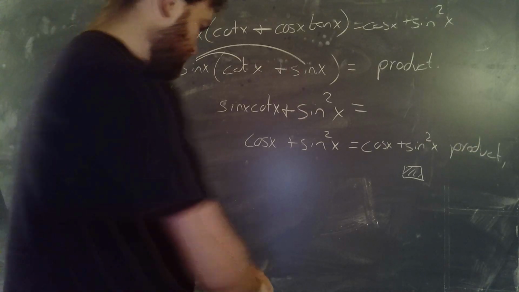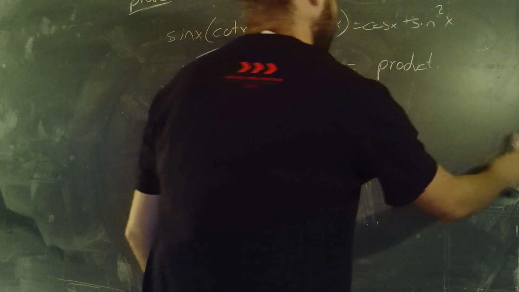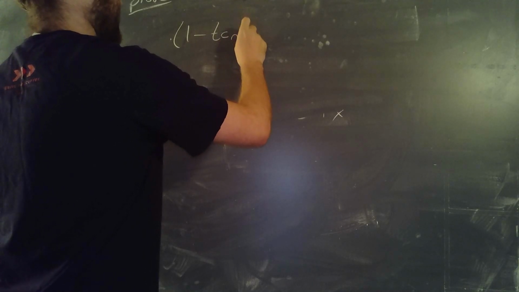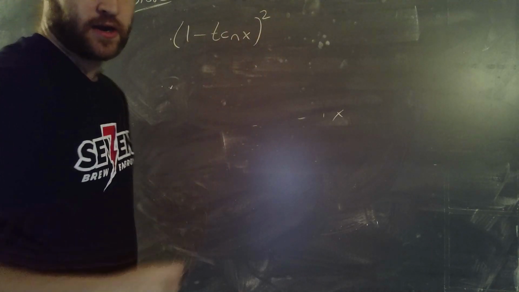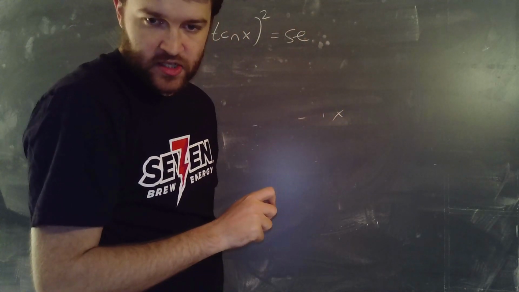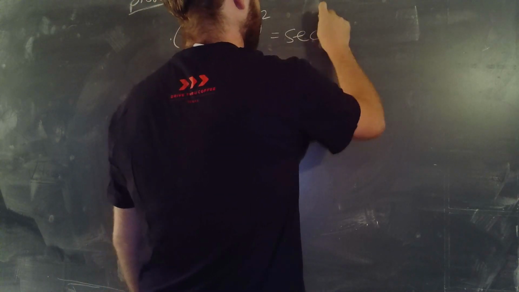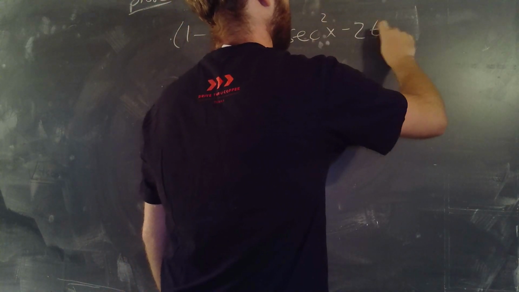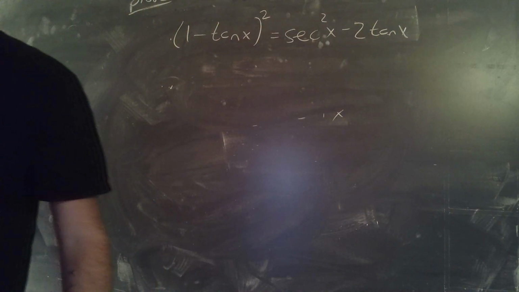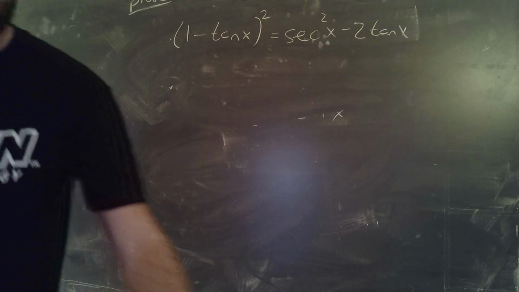Then we have one that we haven't seen something like before. We haven't seen it in Pearson, and we haven't seen it in any of the in-class lectures. We have 1 minus tangent of x, all squared, and that equals secant squared of x minus 2 tangent of x.